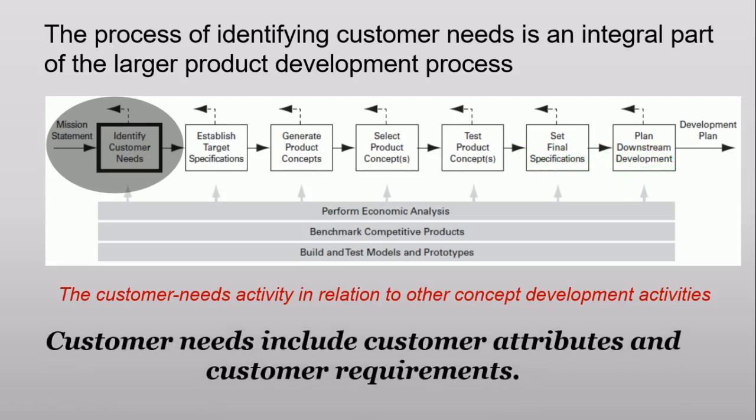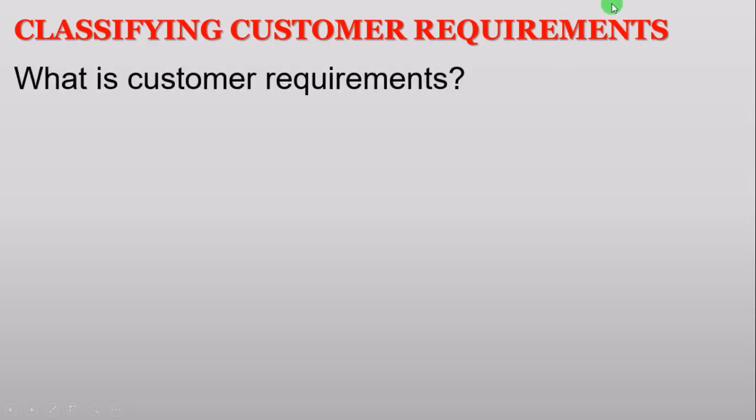Okay, now customers' needs include customer attributes and customer requirements. There are two different terms. First is called customer attributes and the second customer requirements. You can classify these needs into two parts. Now, classifying customers' requirements: there are a number of customer requirements from different views, so you can first classify all the views, all the needs, all the wants of the customers into groups, so you can easily understand what the customers want, and then you can start with the product development.